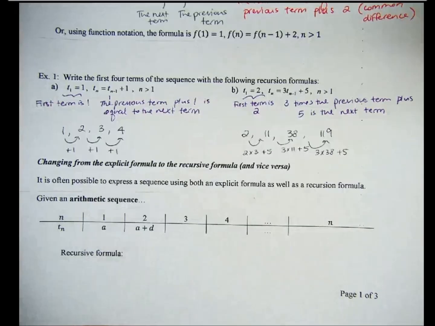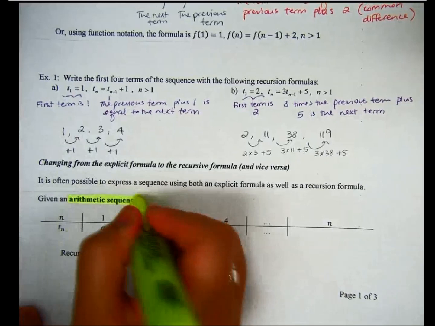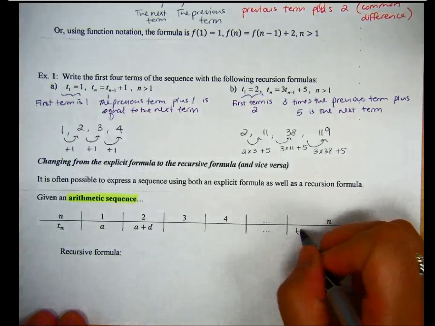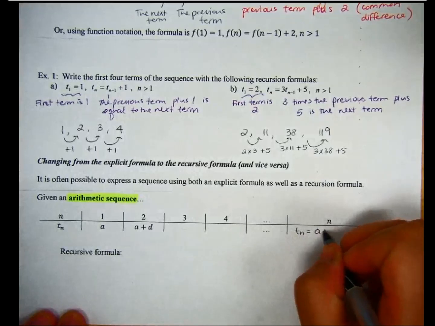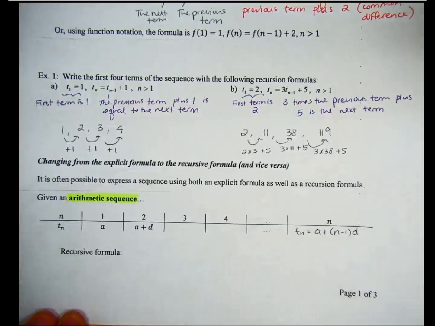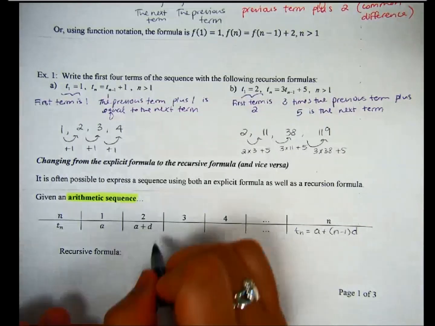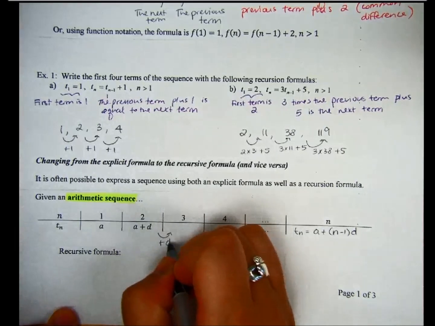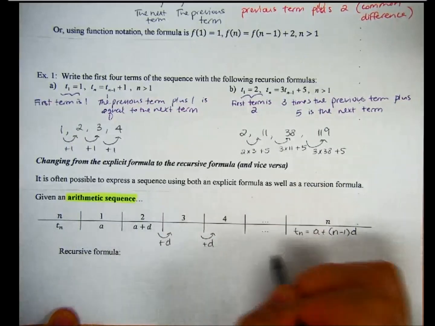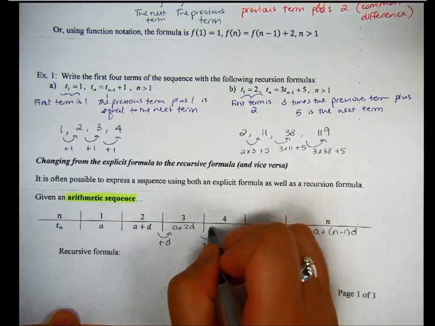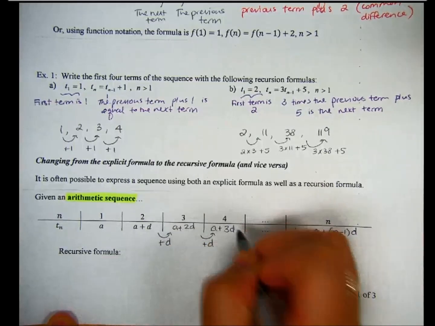So given an arithmetic sequence, you already know this from lesson 7.1. The general term of the arithmetic sequence is Tn equals a plus n minus 1 d. But the way that we get this explicit formula was because we could just keep adding d to get to the next term. So the third term would be a plus 2d, the fourth term would be a plus 3d.